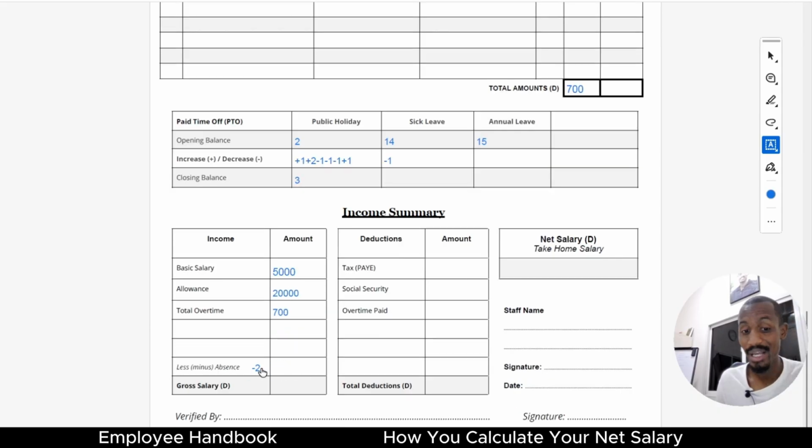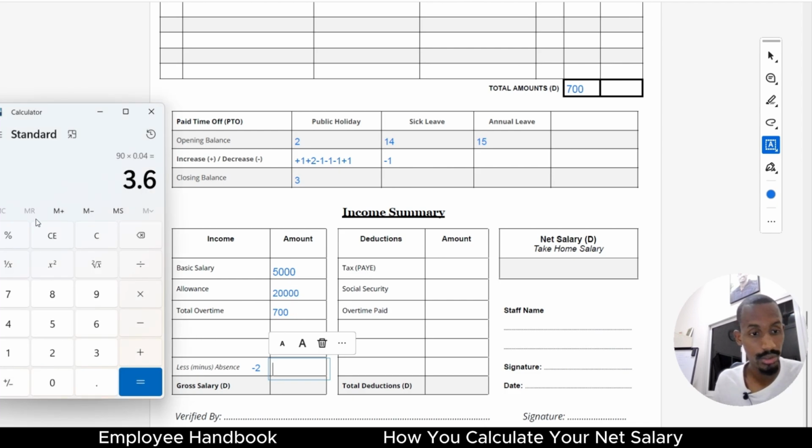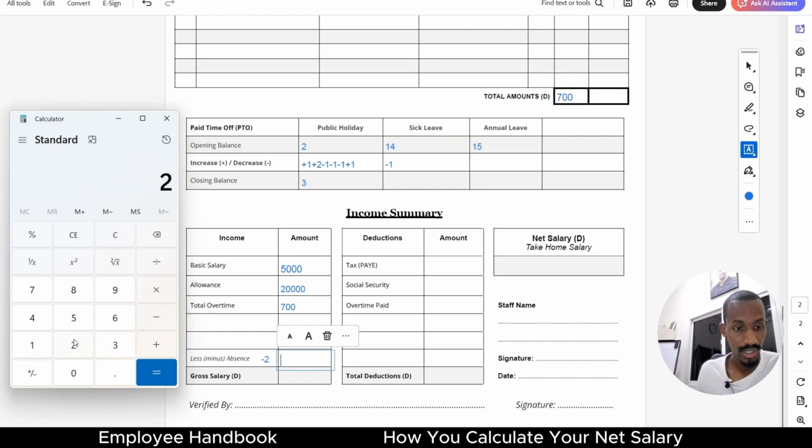Remember, I was absent for 2 days, so minus two. What is minus two days of my fixed salary? Remember, it's 25,000. Now let's use the calculator and do 25,000. One day of my salary is how much? One day of my salary is, let's say, 25,000 divided by 30.